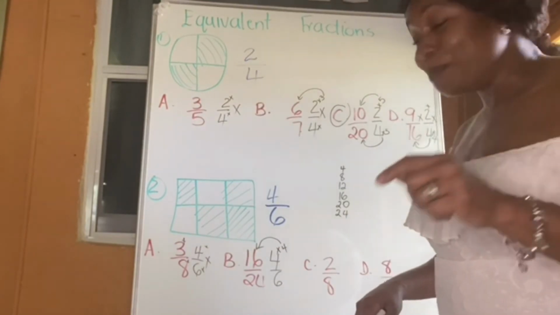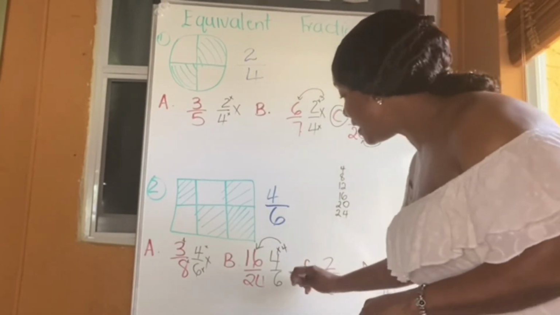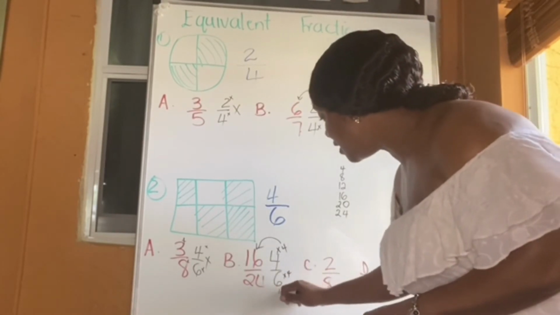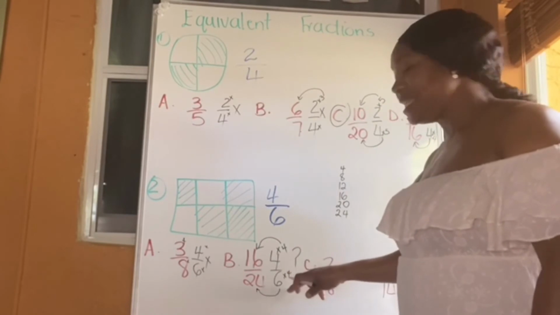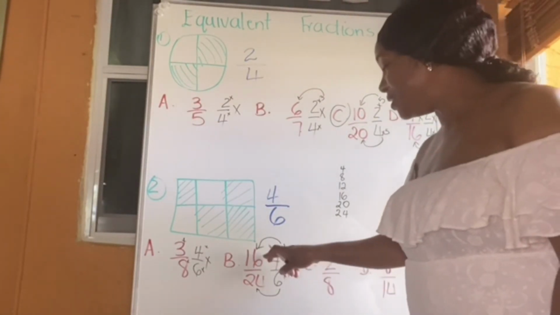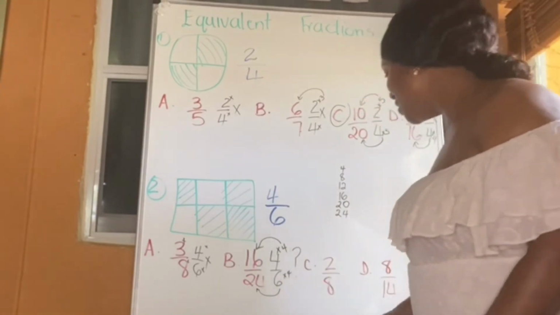It simply means when we multiply 4 by 6, we get 24. Therefore, 4/6 is equivalent to 16/24. So, we put a question mark.